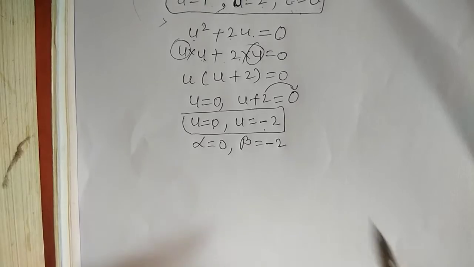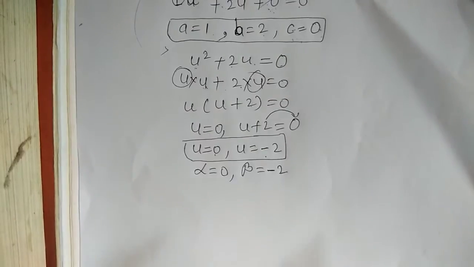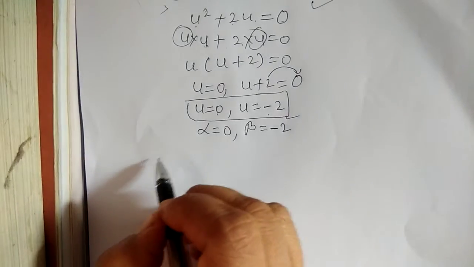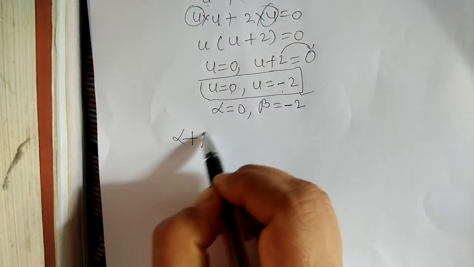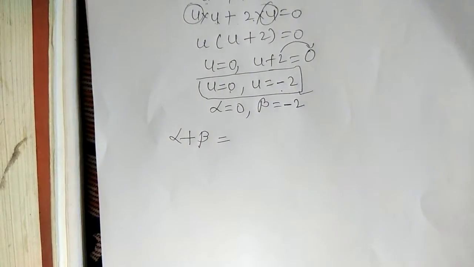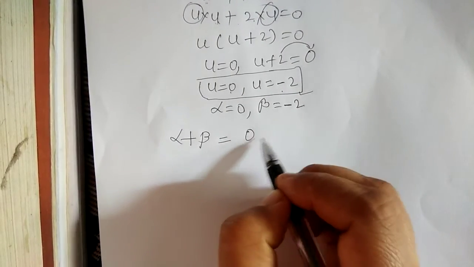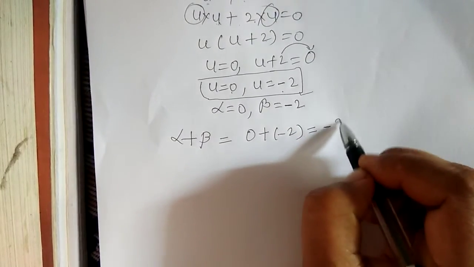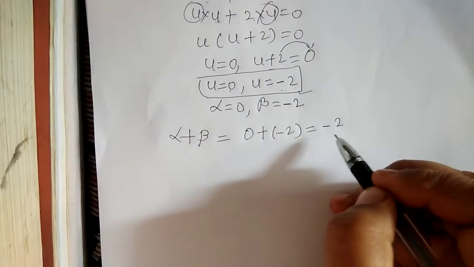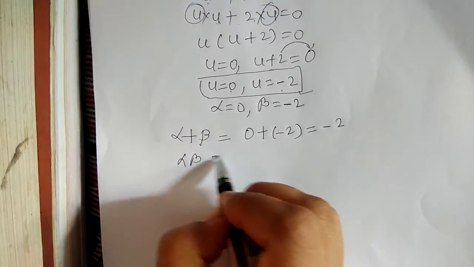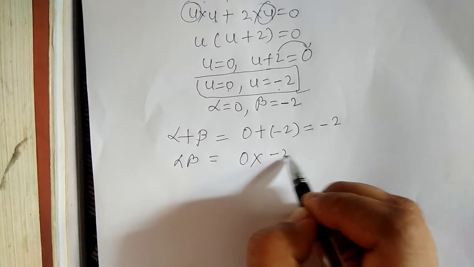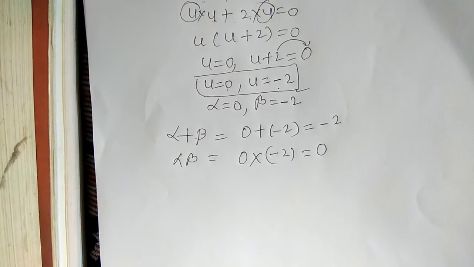Okay. So we got the coefficients and we got the roots. Now find the relation. For that we have to find alpha plus beta. Alpha plus beta equals alpha is 0 plus beta is minus 2, which means we get minus 2. Now alpha into beta: 0 into beta, which is minus 2. 0 into anything is 0.